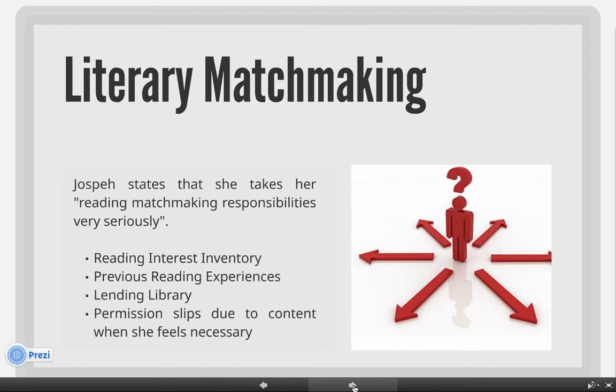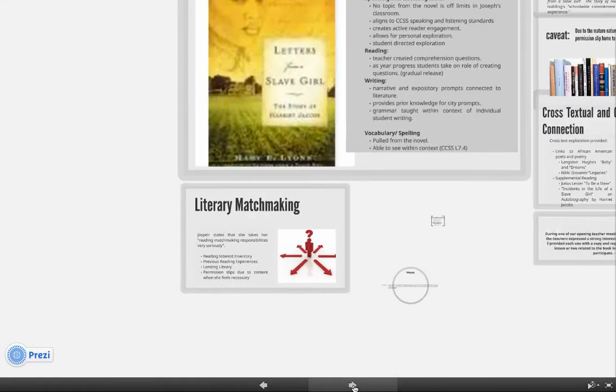She helps to eliminate that burden by doing reading interest inventories. That's something that I do in my classroom and something that we are asked to do for this class as well. She takes into account previous reading experiences that the students have had and creates an extensive lending library within her classroom. When she's connecting students to books, if she feels like the content may be a little too mature, she does get parent buy-in and sends permission slips.